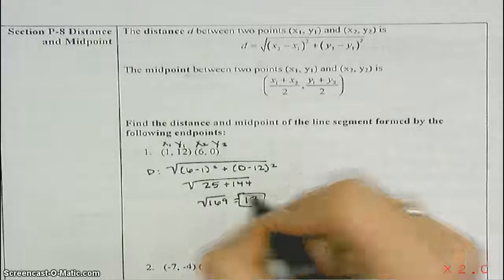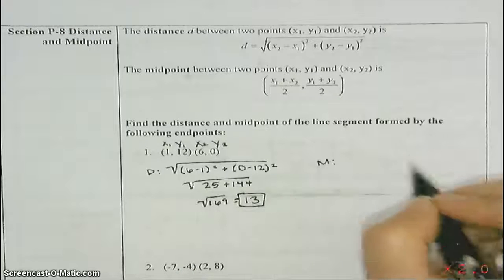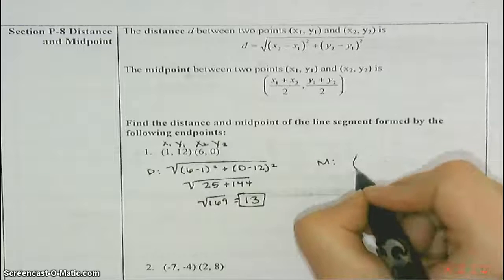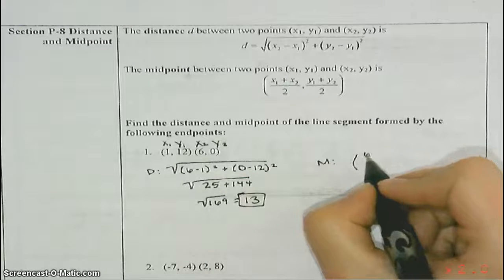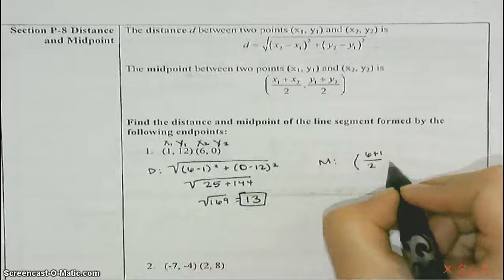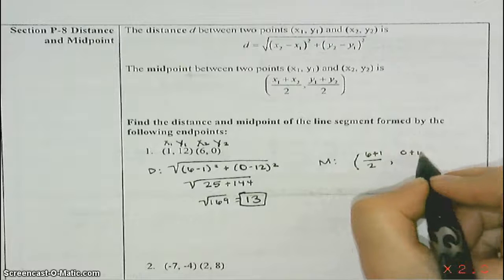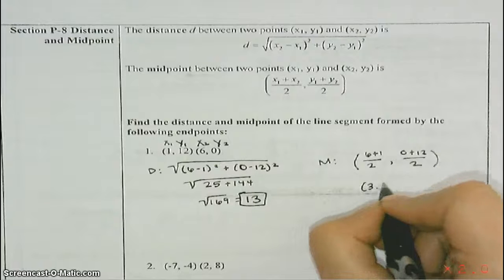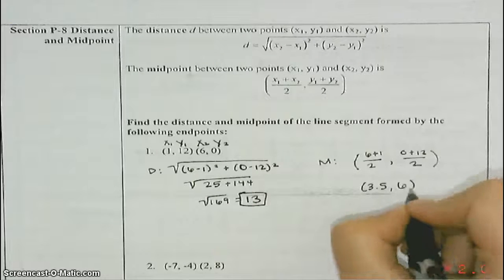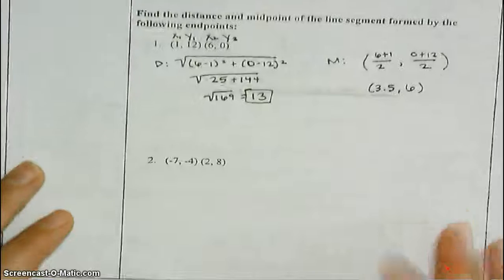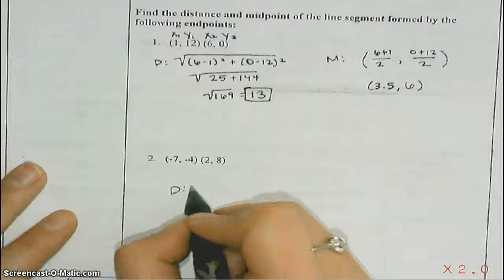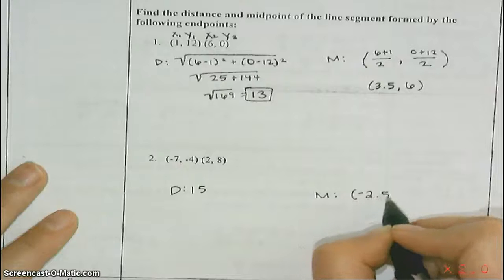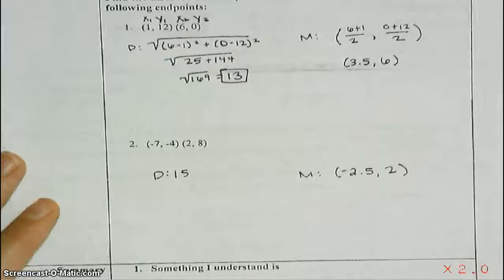Midpoint. Keep in mind that midpoint is a point, so your final answer will be in point or coordinate form. So for this, you're going to add your x's together, so you're going to get 6 plus 1 over 2, and 0 plus 12 over 2. 7 over 2 is 3.5, and 12 over 2 is 6. You can try this next one on your own. For your distance, you should get, I believe, 15, and the midpoint ends up being -2.5 and 2, right? But you can try it on your own, see if you get the same thing.